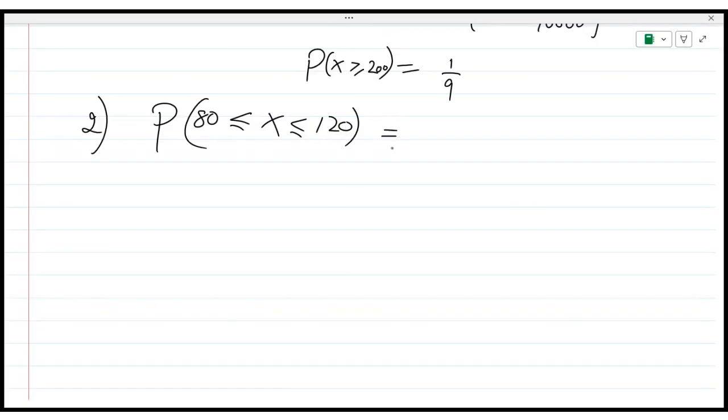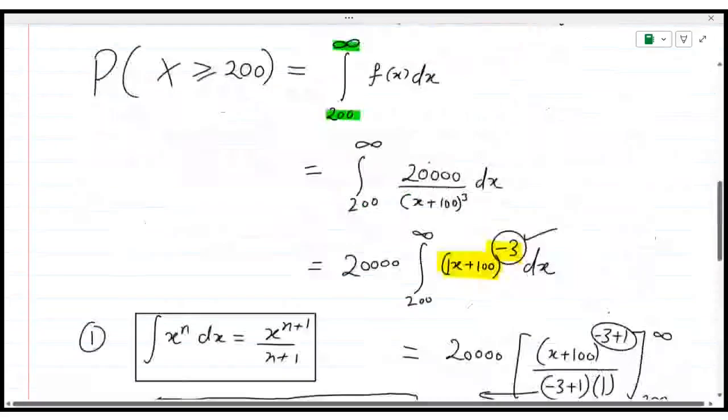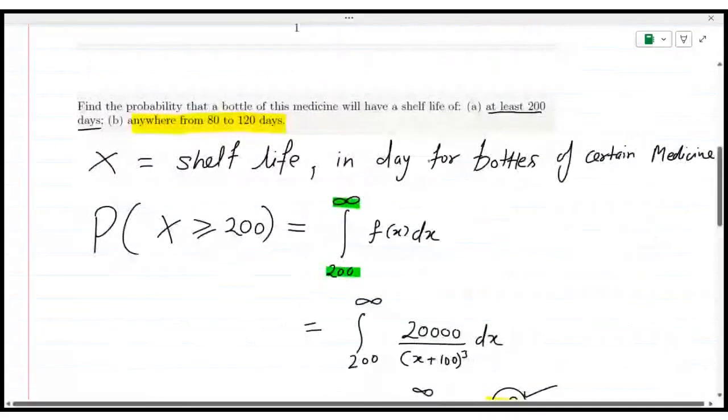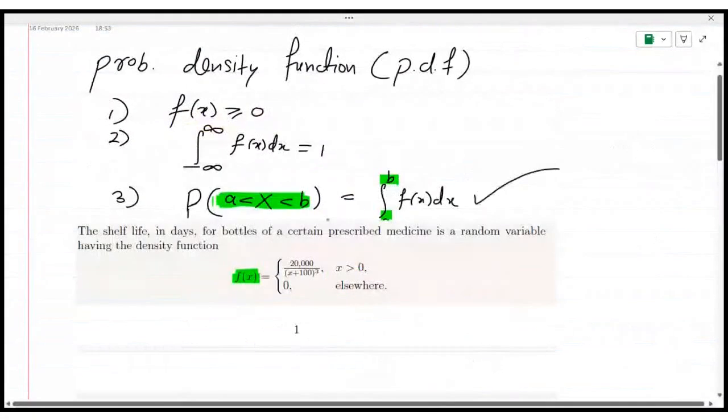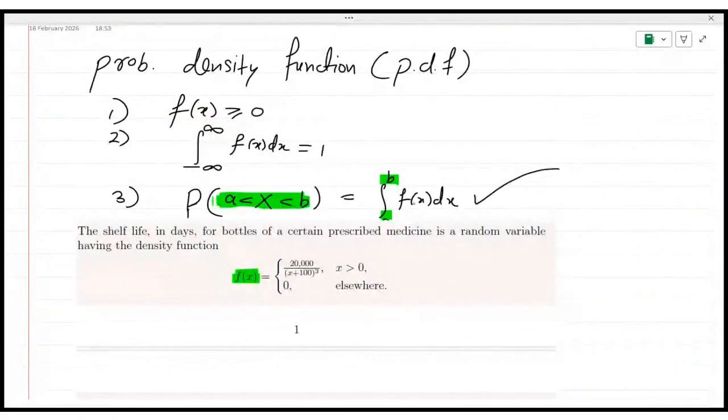Now, how do we find the probability in case of a continuous random variable? By doing the integration of the probability density function. Now, from where to where? Here we have to do the integral from 80 to 120. So which property have I used in this case? This third property that is in front of you. Okay, that if you want to find the probability that x is between a to b, you will do the integration from a to b of the probability density function.